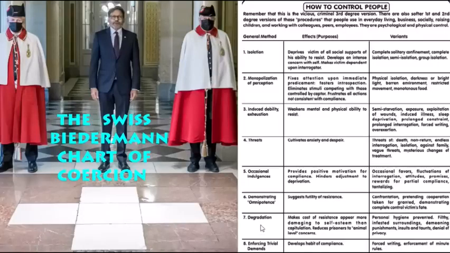Degradation and humiliation makes cost of resistance appear more damaging to self-esteem than capitulation, reduces prisoners to animal-level concerns. Variants are personal hygiene prevented, filthy, infested surroundings. Well, Swissy did that with us. You know, we had mattresses. We had all sort of little insects in there. Everyone was scratching, and, you know, people were bleeding because of it.